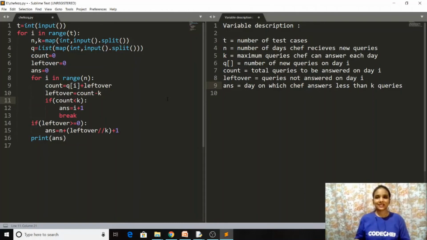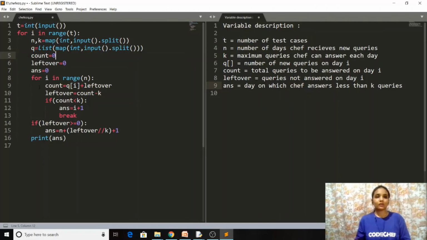Alright, so let us discuss the code now. The variable description is given on your right if you want to reference it at any point of time. Now, in the first line, we are taking the input for the number of test cases, and then these are all the inputs that we are taking for each test case, that is n and k and q. So n represents the number of days chef will receive new queries. Then k represents the maximum number of queries that chef can answer on each day, and q is the list which contains the new queries that chef is receiving on each day.